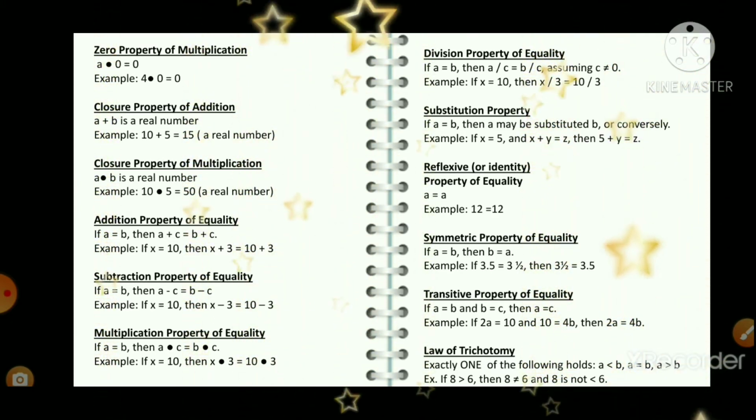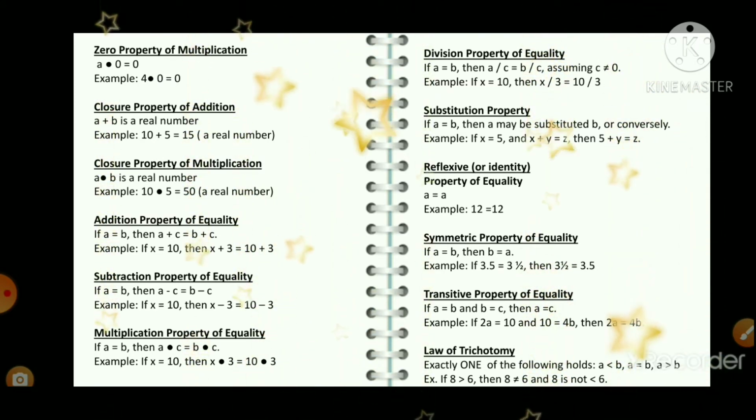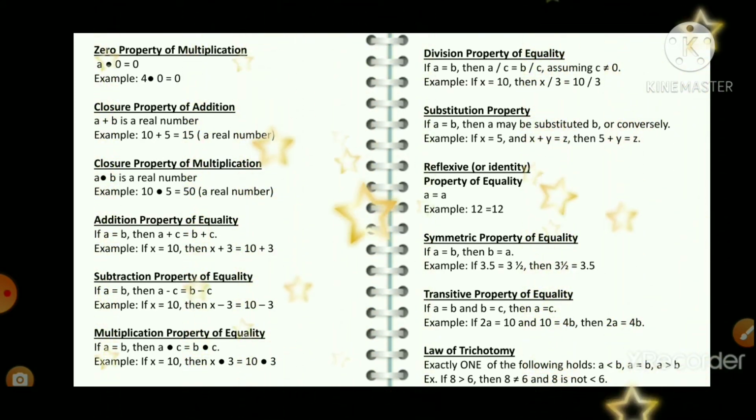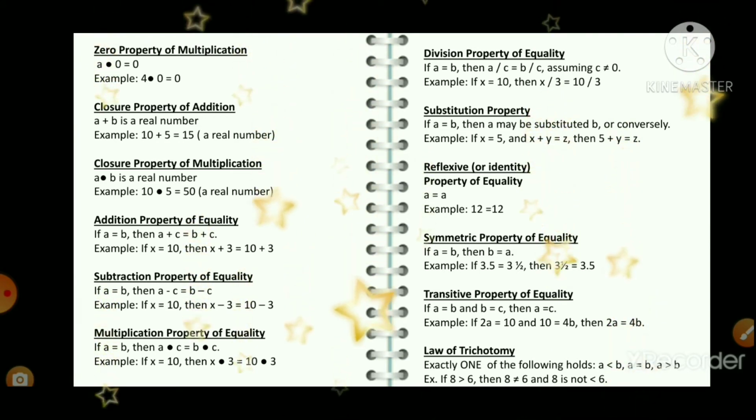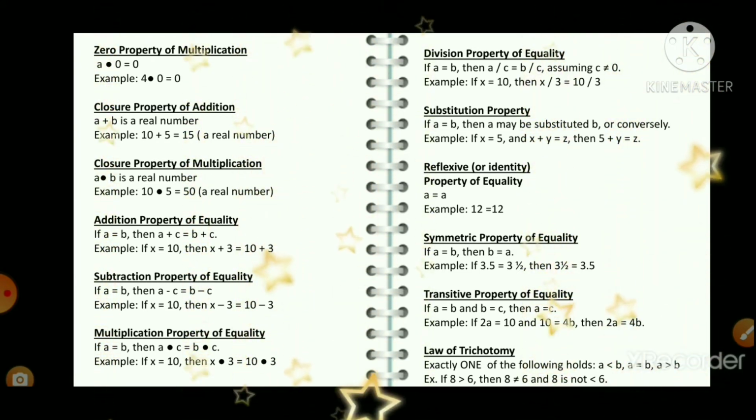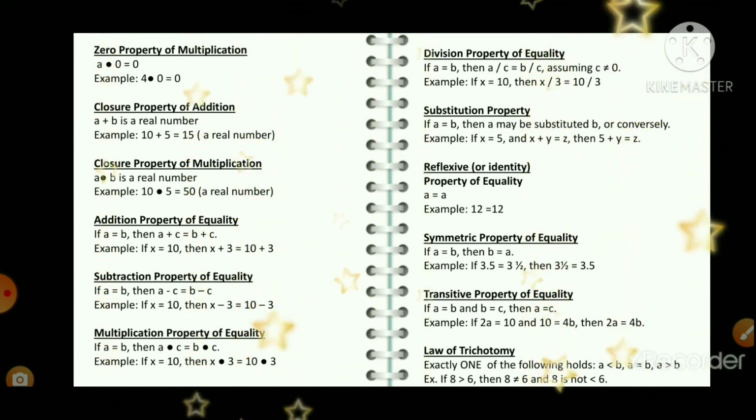Multiplication property of equality. If A is equal to B, then A times C is equal to B times C. Example, if X is equal to 10, then X times 3 is equal to 10 times 3.